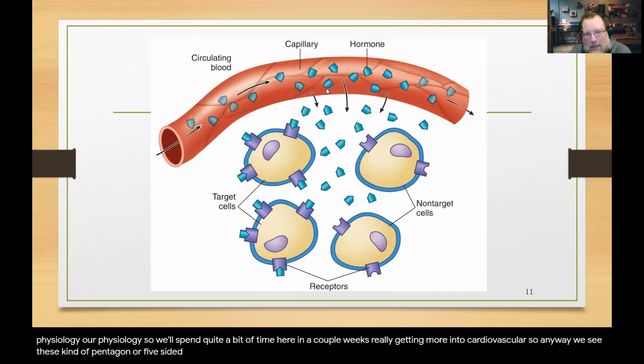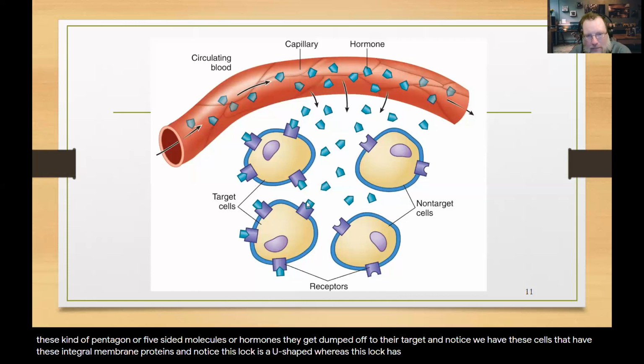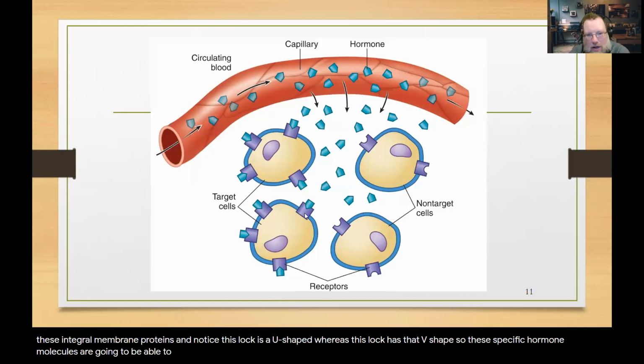So anyway, we see these kind of pentagon or five-sided molecules or hormones. They get dumped off to their target. And notice we have these cells that have these integral membrane proteins. Notice this lock is U-shaped, whereas this lock has that V shape. So these specific hormone molecules are going to be able to attach to these target cells. These are non-target cells, so a different hormone would have the configuration of more or less a U shape, so it could fit in there.